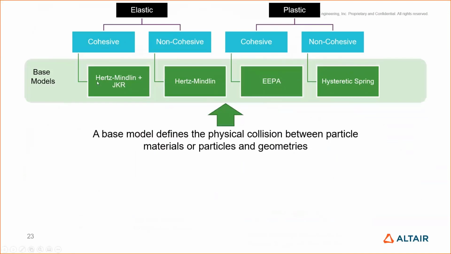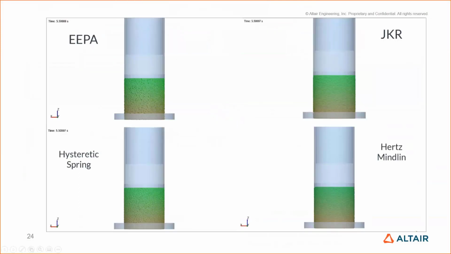For cohesive elastic materials, we use the JKR model. For dry granular materials, elastic, we'd use Hertz-Mendelin. For plastic, non-cohesive materials, you might want to use a hysteretic spring. And the Edinburgh Elastoplastic Adhesion model, the EPA model, can actually be used to model all the different scenarios, but it's the only model which can represent elastic, cohesive materials. And I'll give an example of this in the video here.